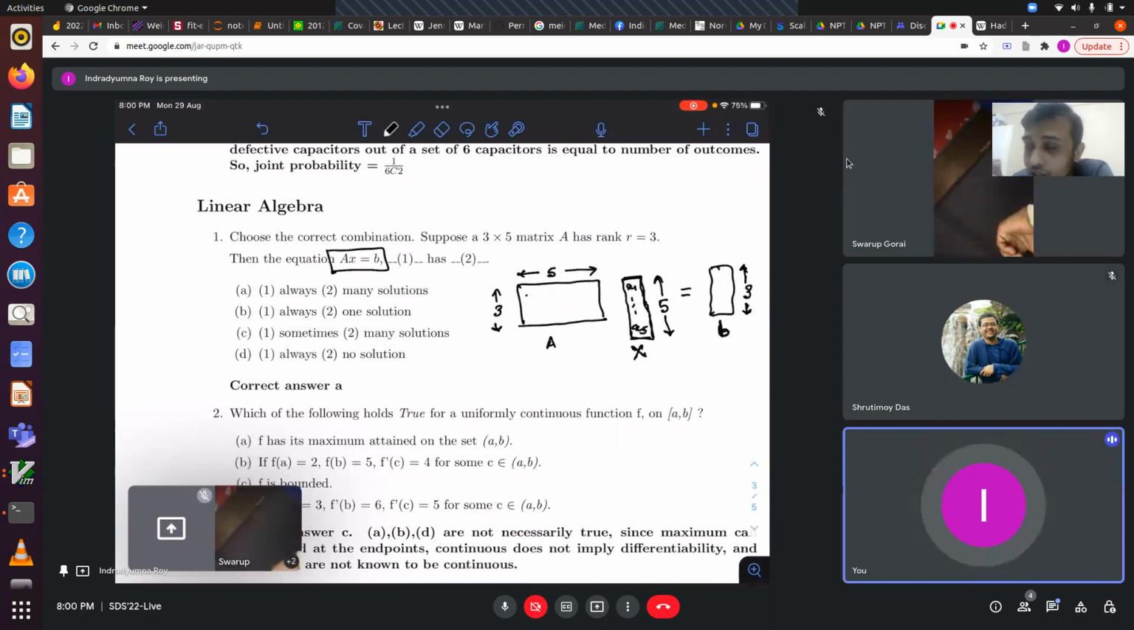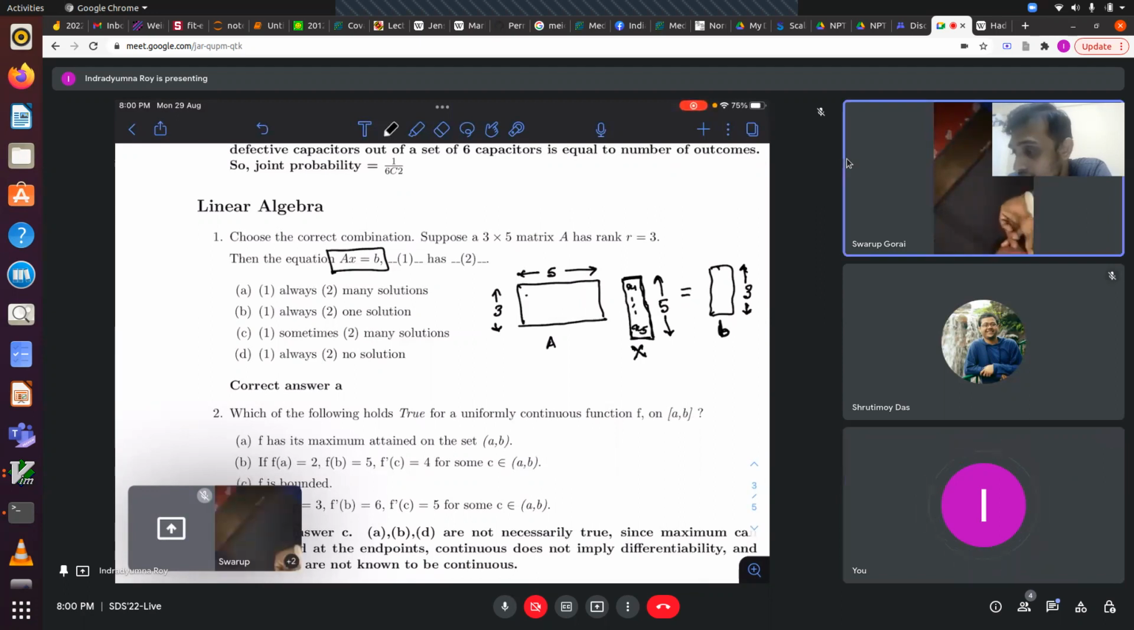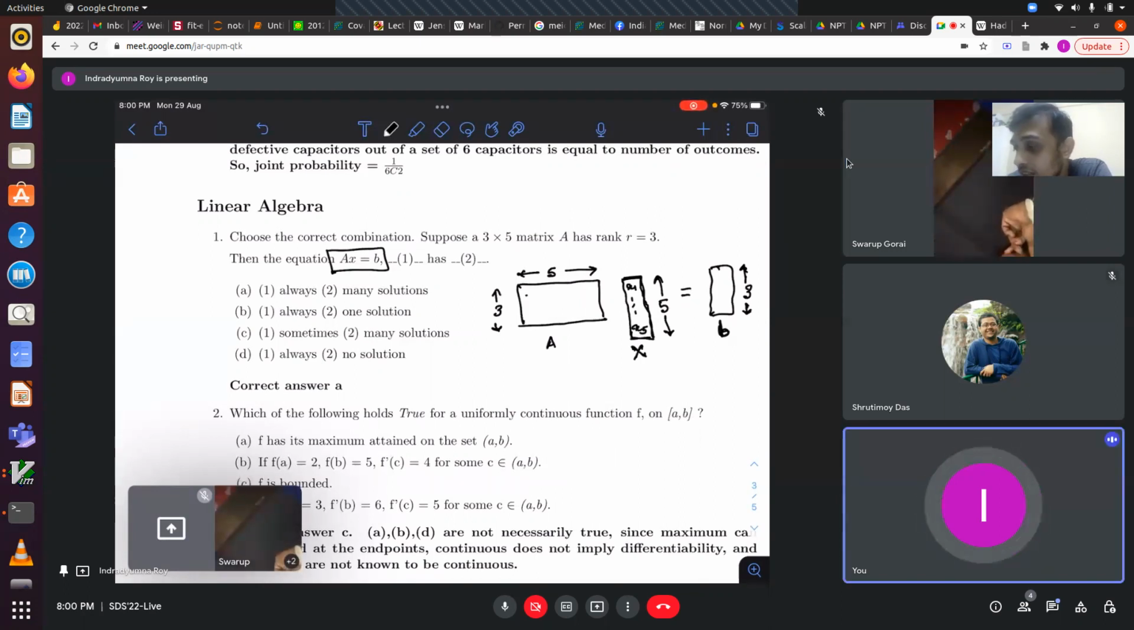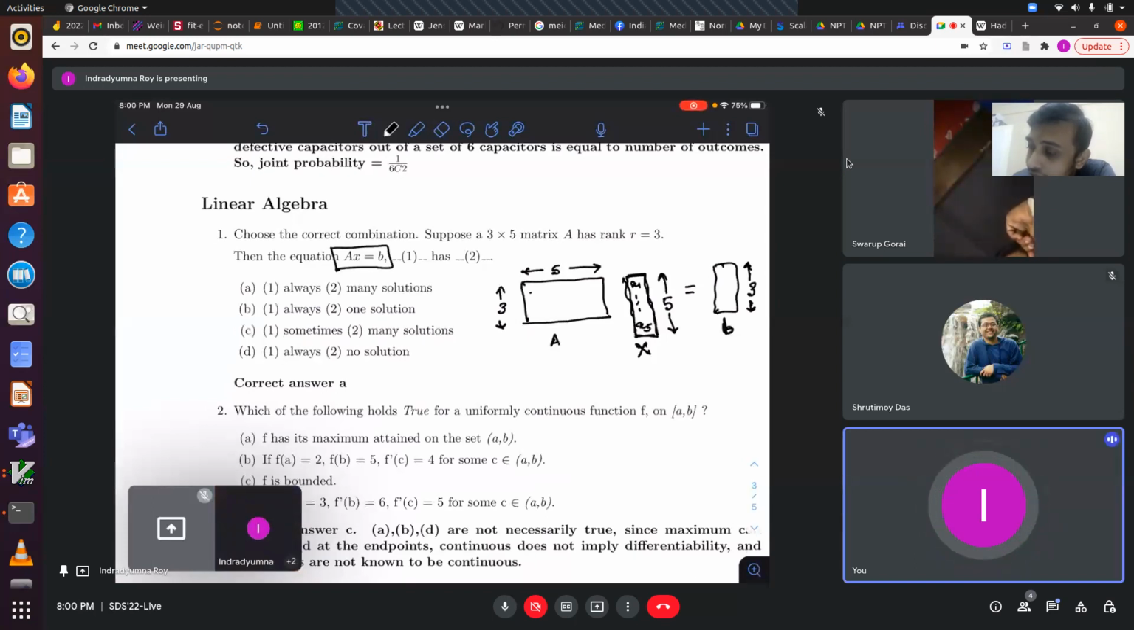So now they have told you that the rank is 3. Now one way of thinking about the rank is how many linearly independent rows or columns there are. If the rank is at most 3, then since we have 5 variables, we can specify the first 3 variables based on the 3 linearly independent things. But the last 2 can take any values, an infinite number of values.